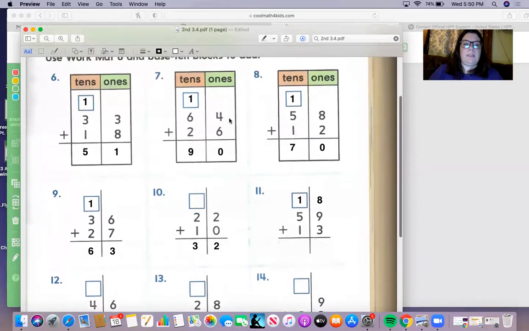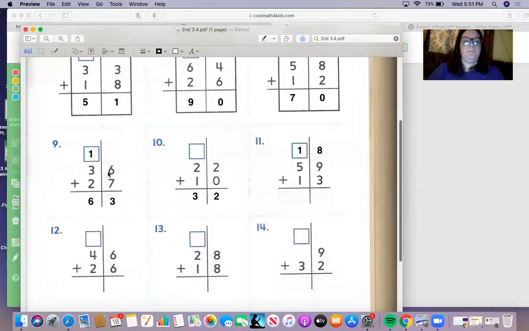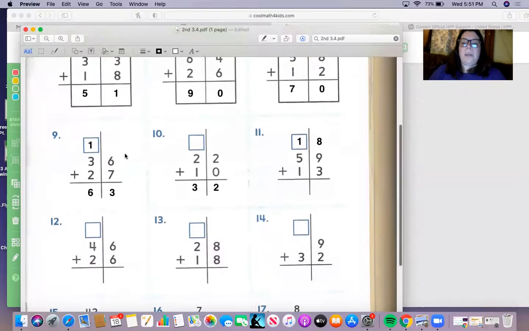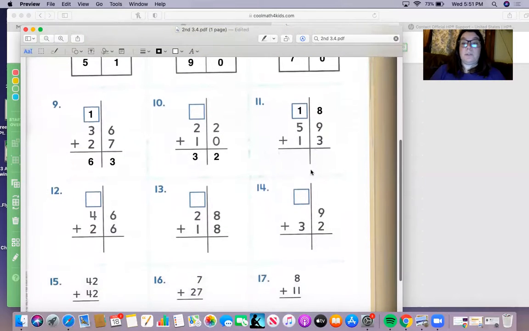Because what we're noticing is every time we regroup, we're putting a 1 here in the tens place. And that's because so far all of our answers have been 10, 11, 12, 13, 14, 15, 16. But what if we add 18 plus 59 plus 13?